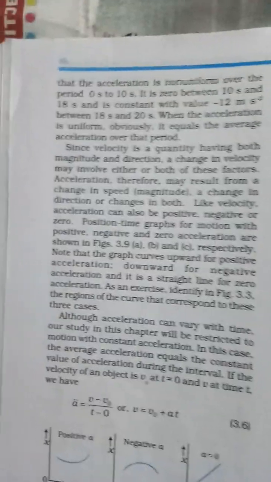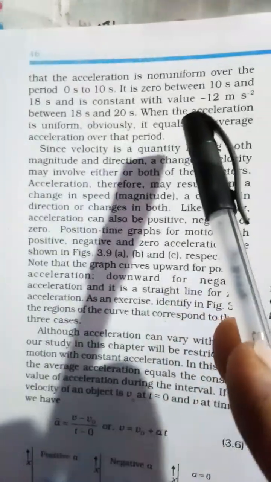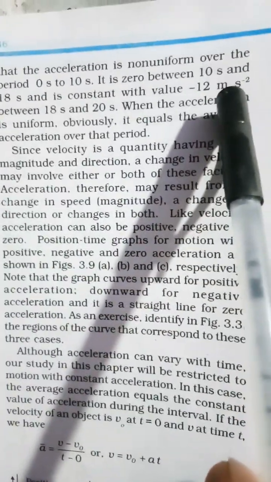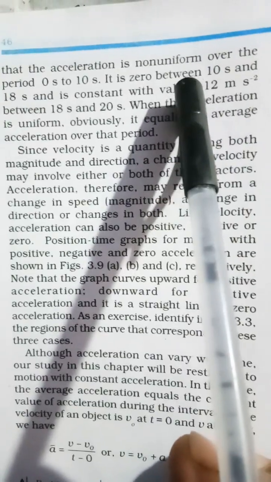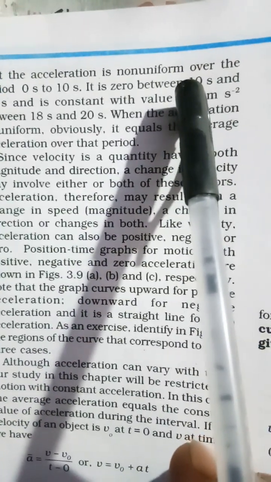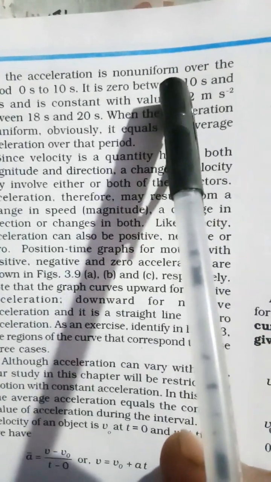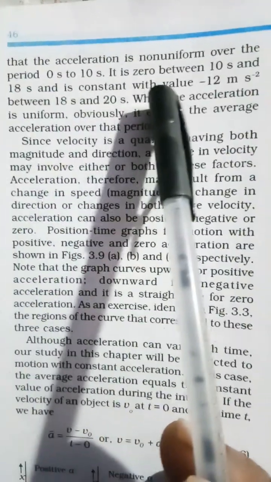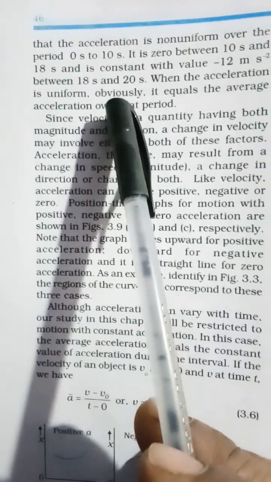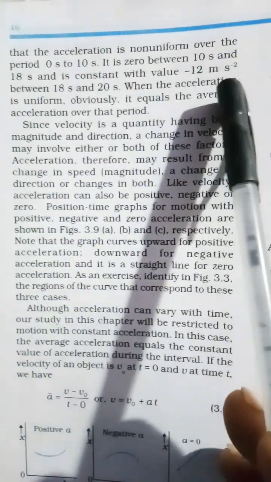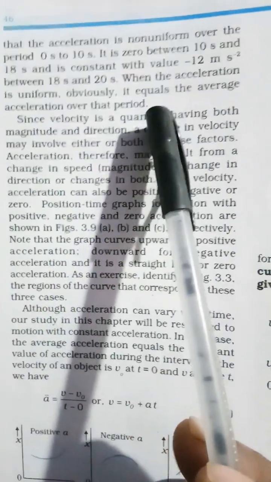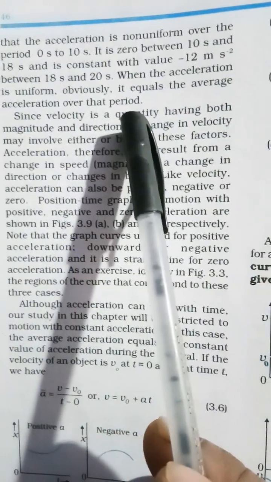We see that the acceleration is non-uniform over the period 0 second to 10 seconds. It is 0 between 10 seconds to 18 seconds and is constant with value 12 meter per second squared between 18 seconds to 20 seconds. When acceleration is uniform, obviously it equals the average acceleration over the period.